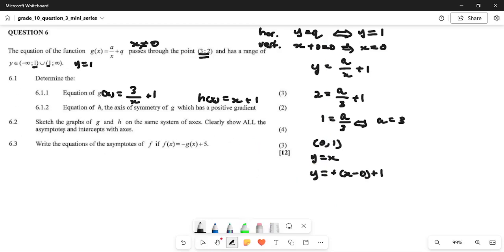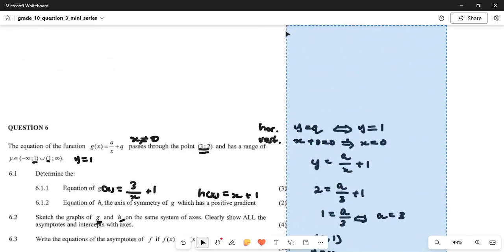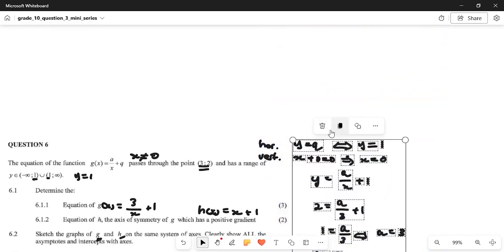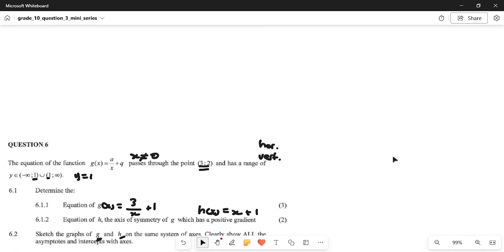And then now the next question: sketch the graphs of g and h on the same system of axes. Clearly show all the asymptotes and intercepts with the axes. Before I do the sketching, let me first find my x and y intercepts for the function g and find the x and y intercepts for the function h. The function h is the easiest, so let me begin with h. Let me make space here.